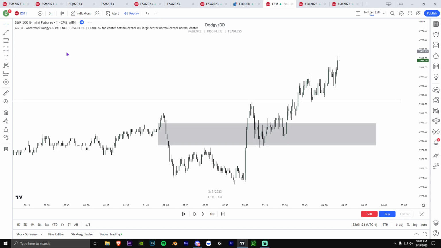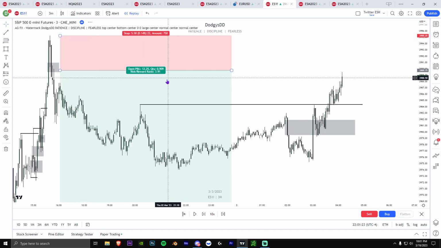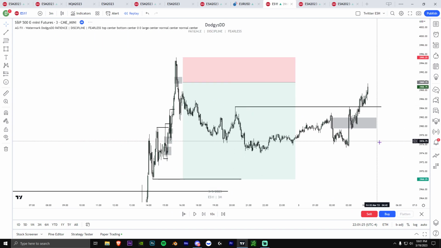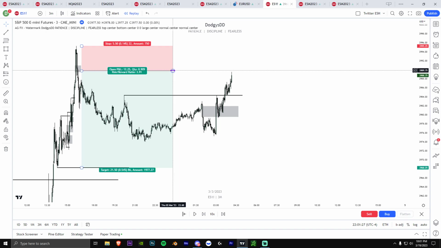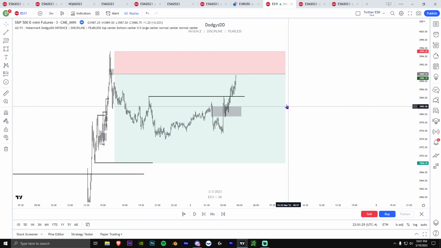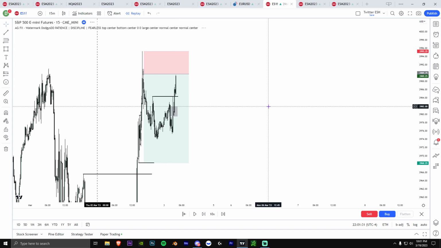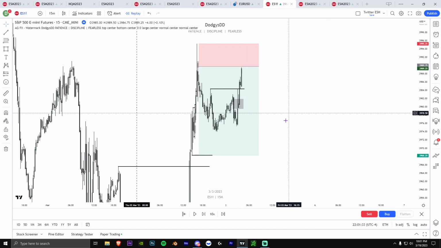So that's a little bit about how I use inversion fair value gaps. You can see this worked out pretty good. I'm not sure if we ever do hit these equal lows. Again, I don't remember what happens here. Let me just go to the 15 minutes, speed this up a little bit. I'm curious.